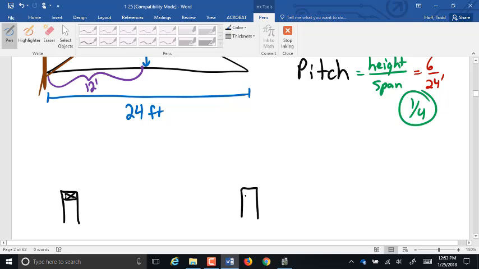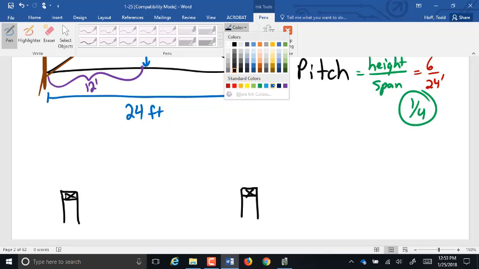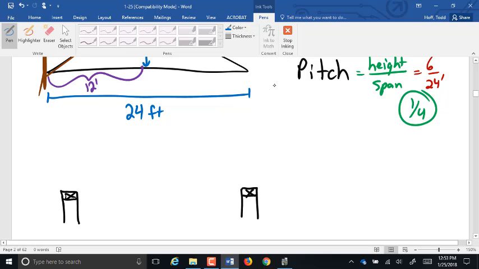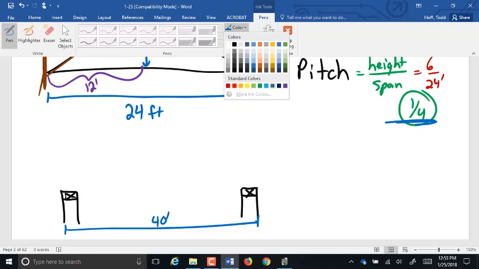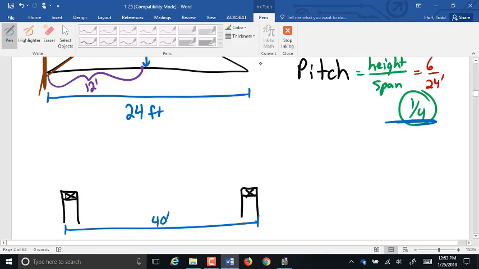So if you have your sidewalls, pitch is the fraction of the span that the ridge beam has to go above the sidewalls. So let's say that this is a 40-foot span, and you have a 1/4 pitch. Well, what is 1/4 of 40? 10, right? So what that means is that ridge beam, the top of that ridge beam, has to be 10 feet above the top of that wall. 1/4 of the span.